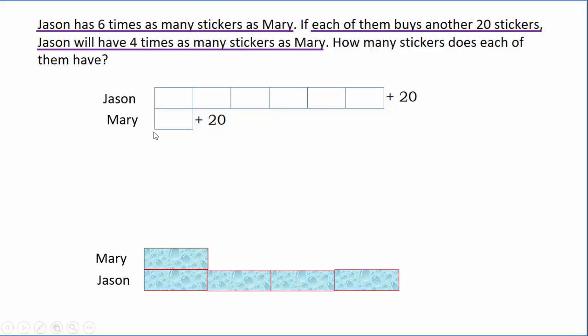You can see that when Mary's 1 unit here plus 20, it becomes equal to this 1 unit here. This unit and this unit, the sizes are not the same, so we cannot compare them. But we know that the difference between the number of stickers with Jason versus the number of stickers with Mary would remain the same here as well, because as we have seen earlier, both of them are buying the same number of stickers.